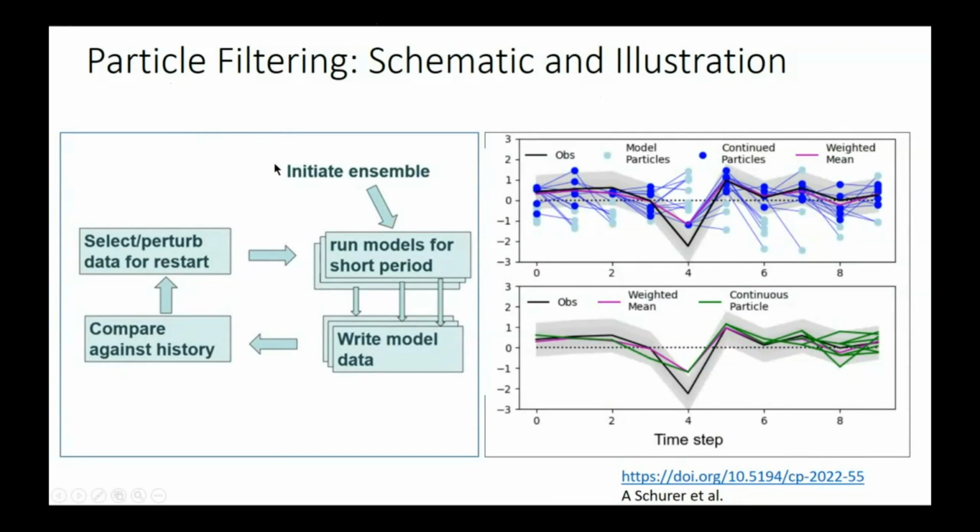limited number of runs, and especially of short runs, in order to build quite a long timeline of an effective simulation. So that we begin by initiating an ensemble, run the models for a short period, and write out the model data, do an analysis that compares it against history, and then allows the selection of the particles or ensemble members that are deemed most fitting with history to be perturbed and restarted as a new ensemble.